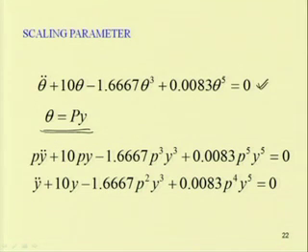Now the equation becomes p y double dot plus 10 p y minus 1.6667 p cubed y cubed plus 0.0083 p to the power 5 y to the power 5 equal to 0. Now, by suitably choosing the parameter p, we can manipulate these coefficients. So, now first dividing throughout this equation by p.